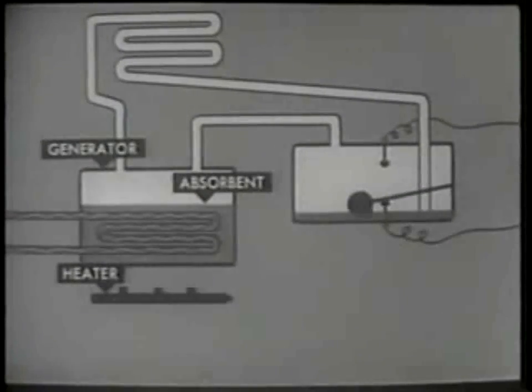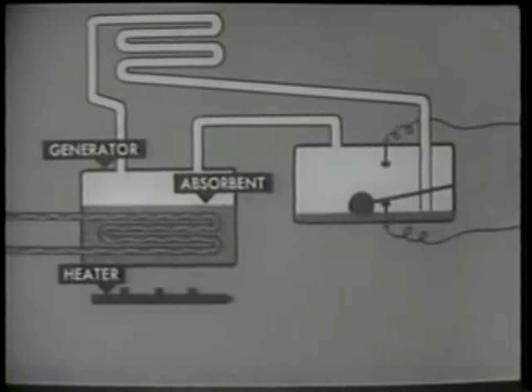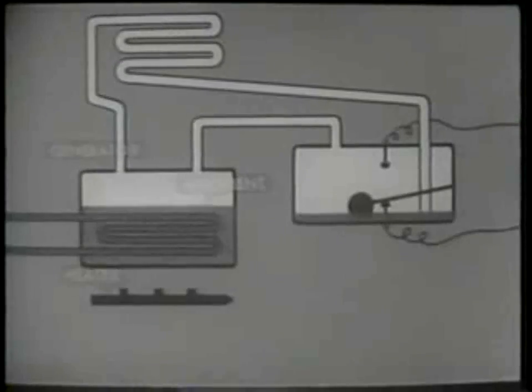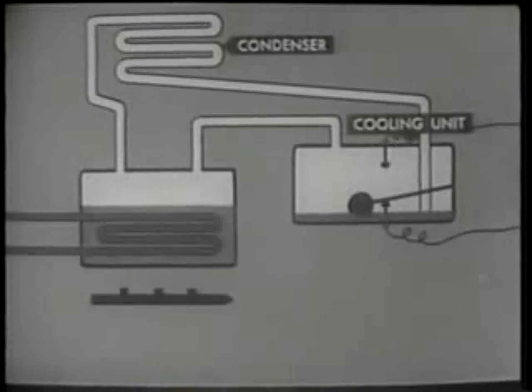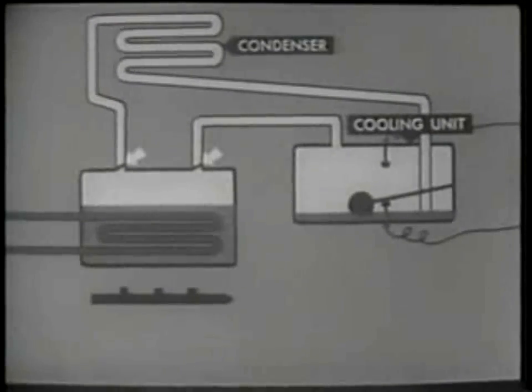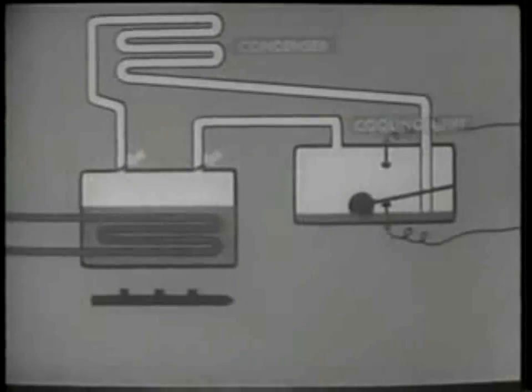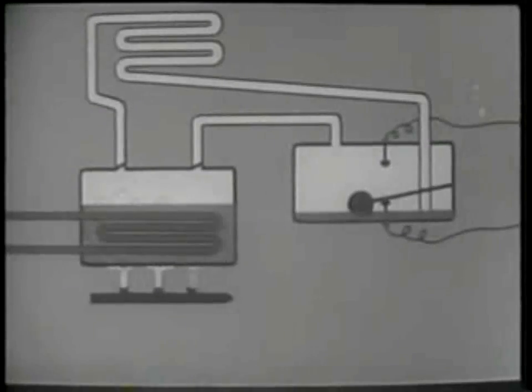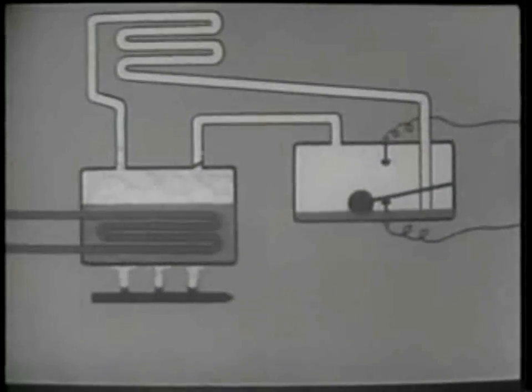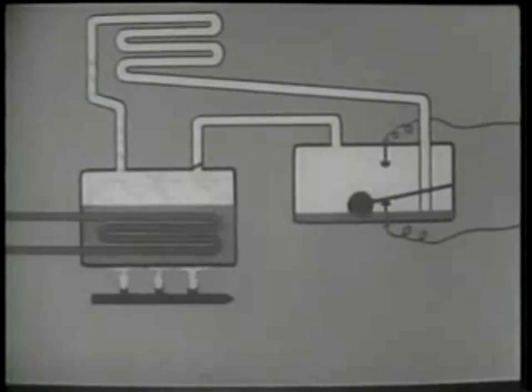The cycle begins when heat is applied to the generator, releasing the refrigerant as a gas from the absorbent. The gaseous refrigerant travels upward to the condenser, which is cooled by air or water. Here it is liquefied. Its heat is dispelled, and it flows by gravity to the cooling unit. As the liquid refrigerant accumulates, the float rises until it reaches an electrical contact point, setting off a device which automatically turns off the flame of the burner.